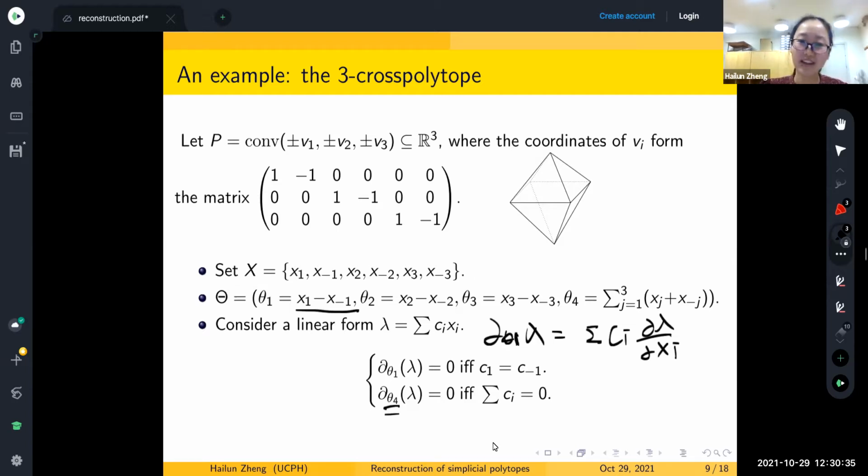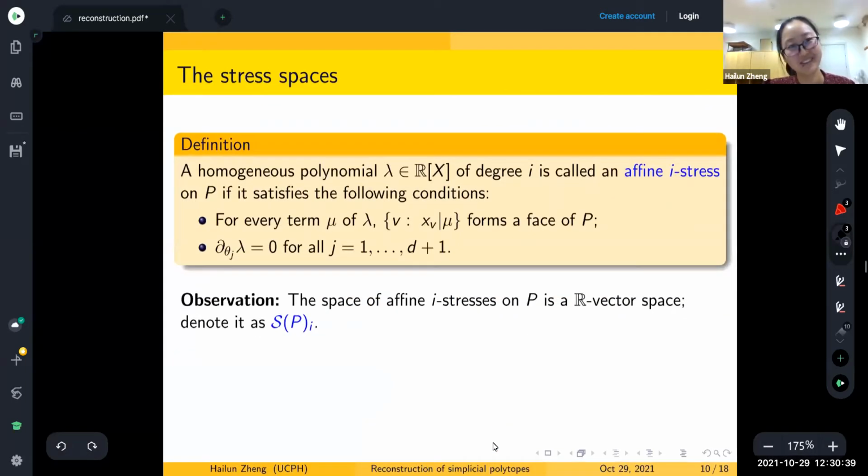Again, I haven't explained why I want to do this. So here, this is finally the definition of affine stresses. You have to take note of a couple of keywords. An affine i-stress is always a polynomial. And again, it has to be homogeneous and of degree i. That's why we have an i here.